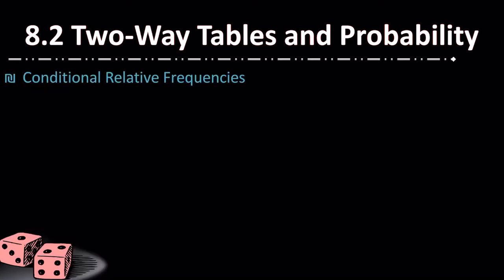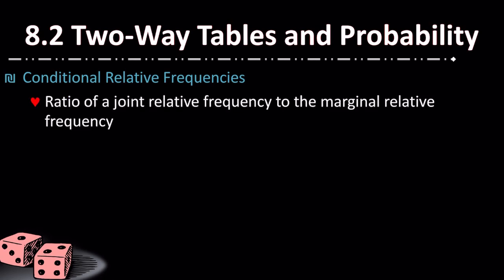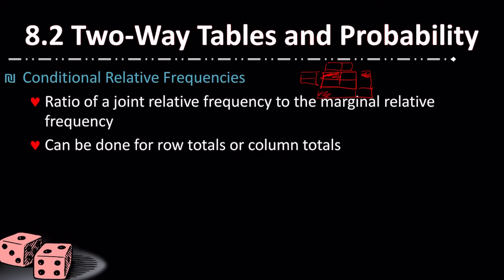We also have what are called conditional relative frequencies, which is the ratio of a joint relative frequency to the marginal relative frequency. So in other words, you have the squares in the middle, and then you have the totals on the outside. So it's one of these divided by one of these, or maybe it's the bottom. We can do it for a row or a column total, so it's the inside square divided by its total of the row or the column.